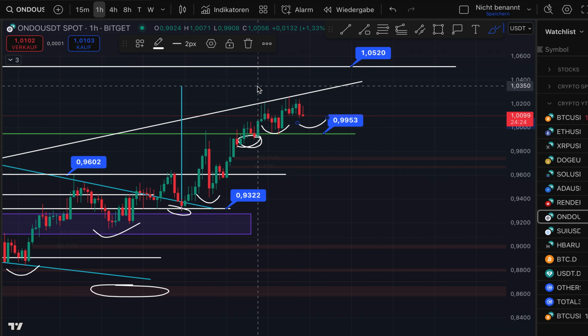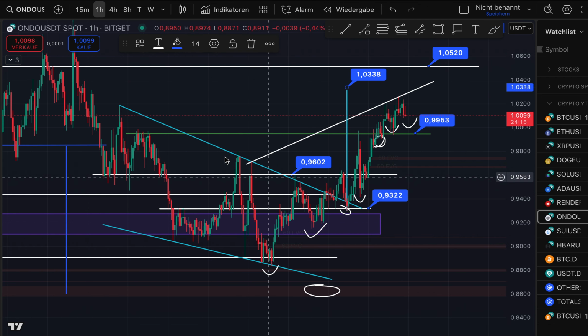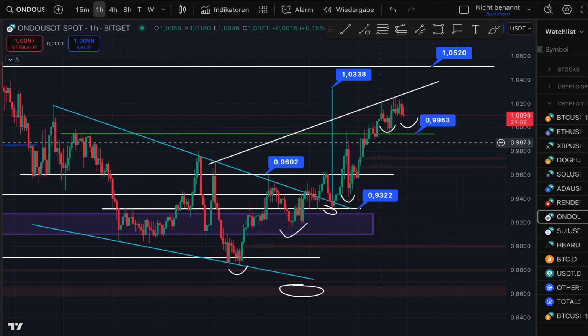So the target is the $1.035. I will put you also here a price mark. That's the target of the falling wedge. We also have a resistance at $1.05. That's also a take profit area.